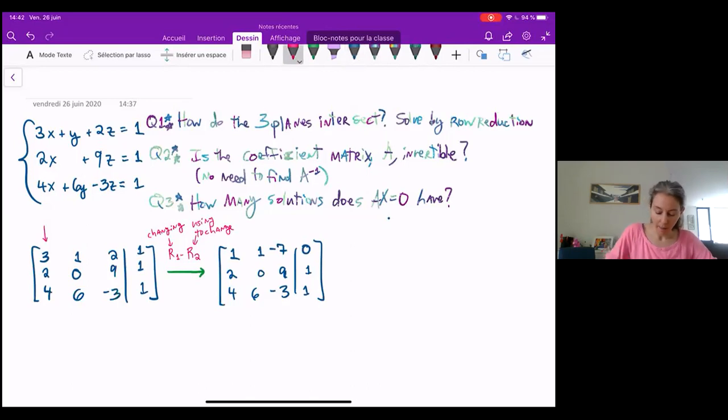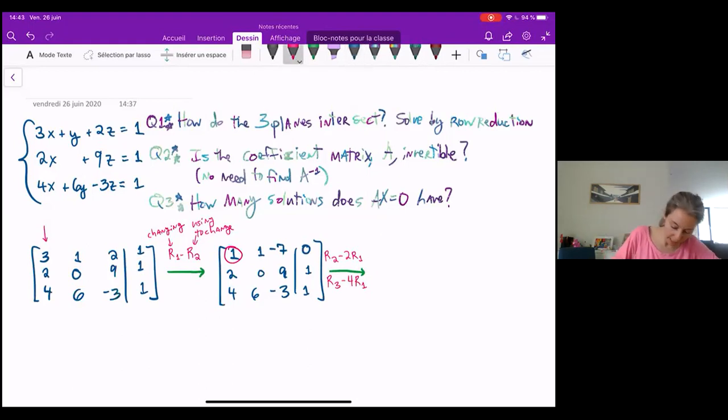Now, I made that 1 on purpose to be my pivot. So that's my pivot, and I'm going to use it to make zeros in the column. So I'll do row 2 minus 2 row 1, and row 3 minus 4 row 1. My purpose being to make that 2 a 0 and make that 4 a 0. 2 minus 2 is 0. 4 minus 4 is 0. So that's where these row operations came from.